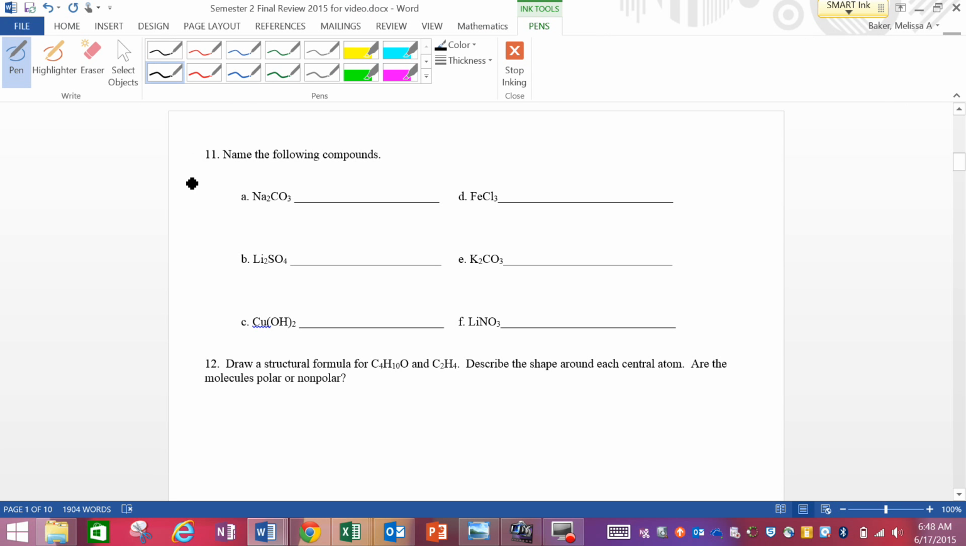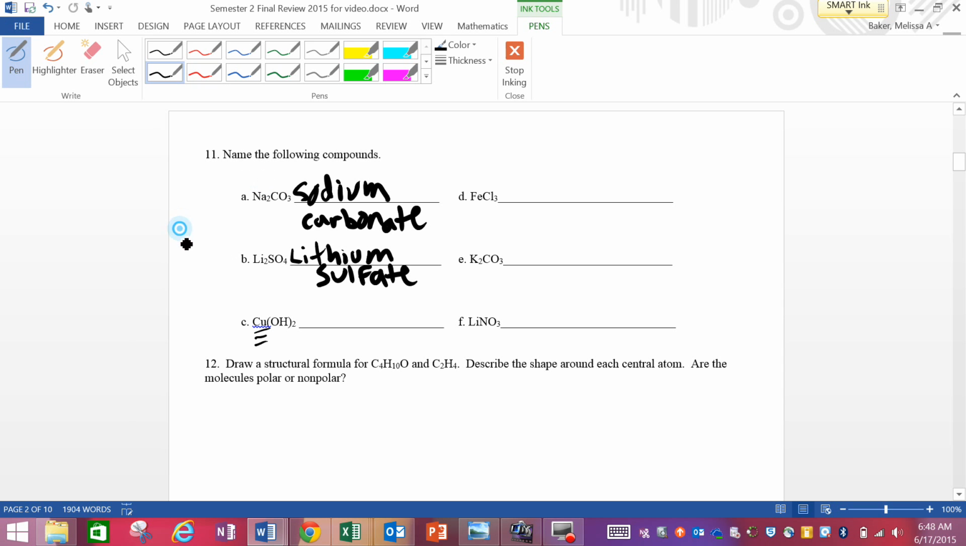Let's see. First one, it's just sodium carbonate. So you have to recognize that CO3 is one of the polyatomic ions. Going down below it, same thing. You have to recognize that SO4 is a polyatomic ion. It's lithium sulfate.